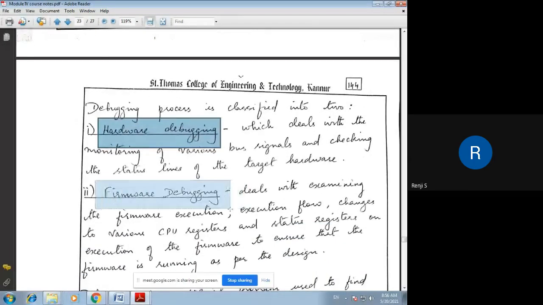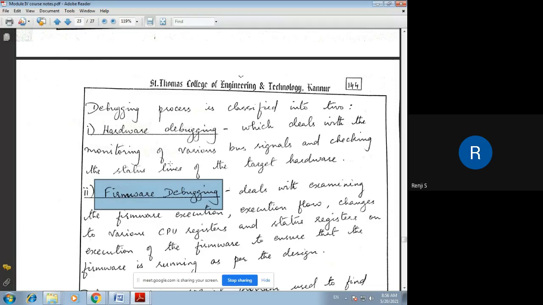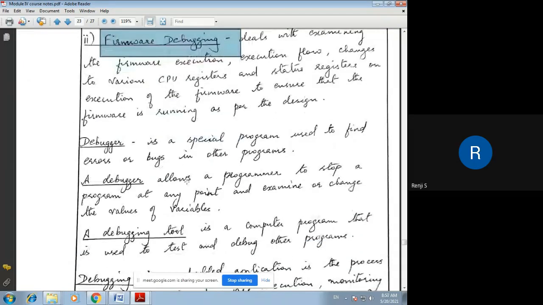Since embedded systems come as a combination of both hardware and firmware, we have to debug both the hardware as well as the firmware. Debugging the hardware is called hardware debugging, and debugging the firmware or the software part of the embedded system is called firmware debugging. We discussed all these in the last class.